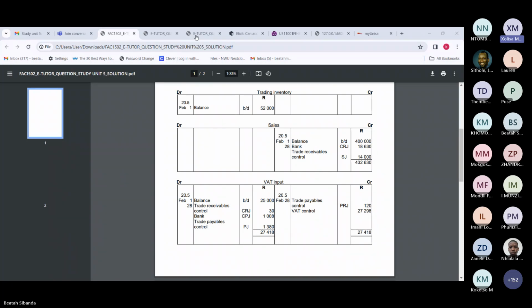Okay, so you can see there that the amounts that affect our sales are going to be, firstly, our cash receipts journal. You can see that we've made sales of 18,630. Everyone comfortable with where that comes from?